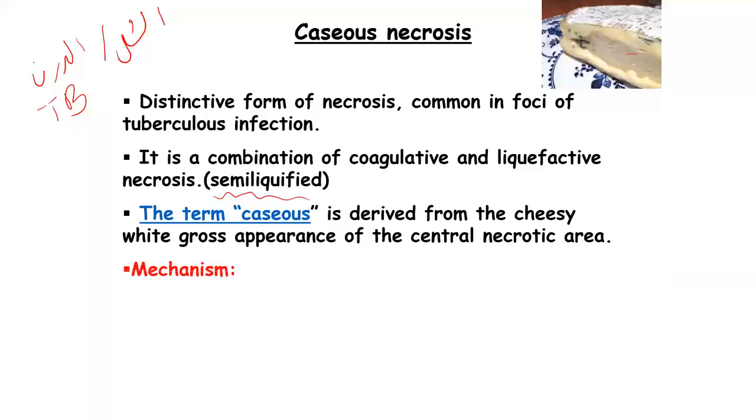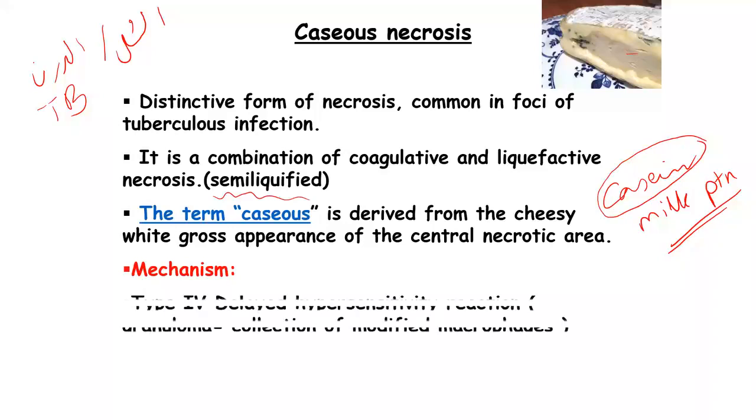And it is derived from the protein casein. Casein is a milk protein. So this is the derivation of the term caseous. Cheesy white gross appearance of the central necrotic area, it looks like cheese, and they called it after casein, which is a milk protein. What is the mechanism of caseous necrosis?